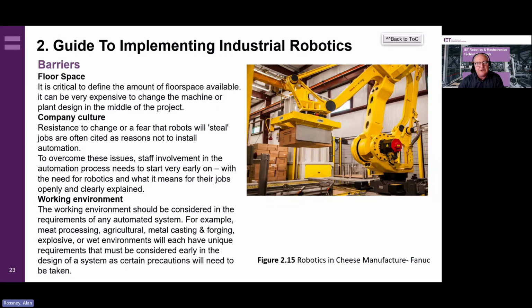So while in most cases robots and automation systems are very tolerant to the working conditions they are placed in, you need to consider their environment. So for example, meat processing, agriculture, metal casting, forging, explosive, wet environments, they'll all have unique requirements that must be considered early in the design of a system, as certain precautions will need to be taken. Here we have an image of a robotic system being used in a cheese manufacturer, and that's a Fanuc robot.